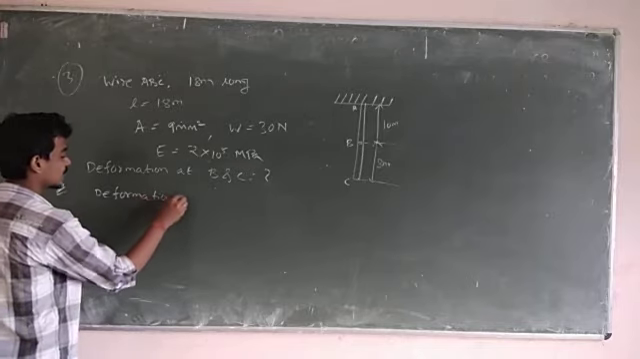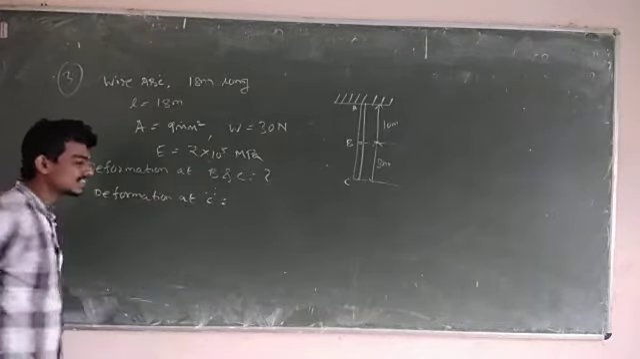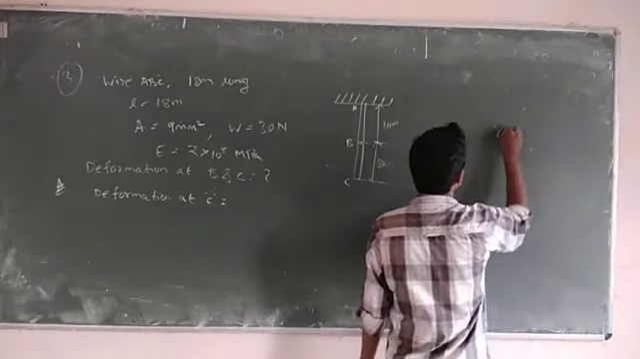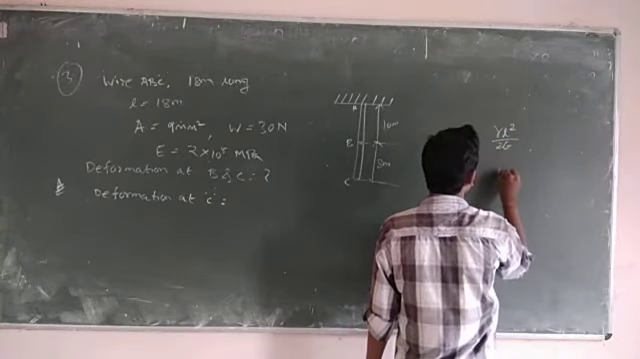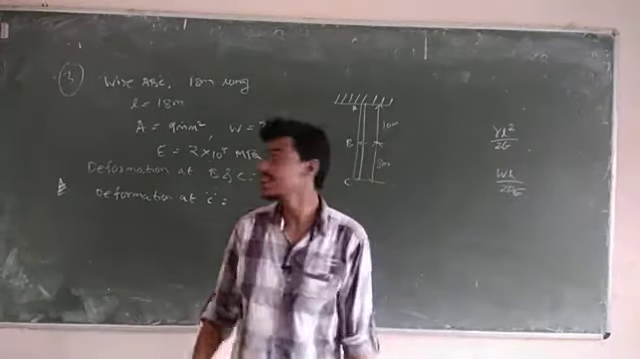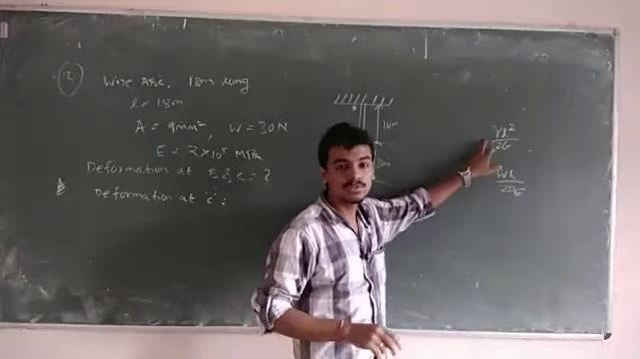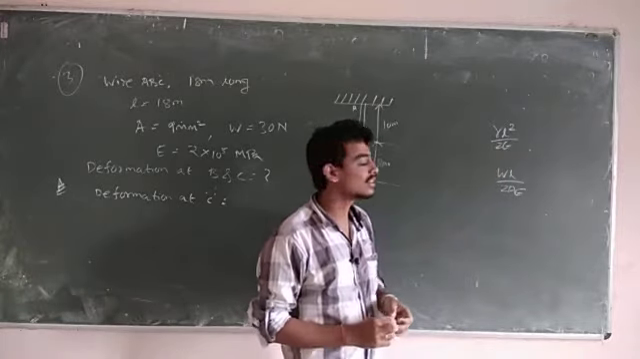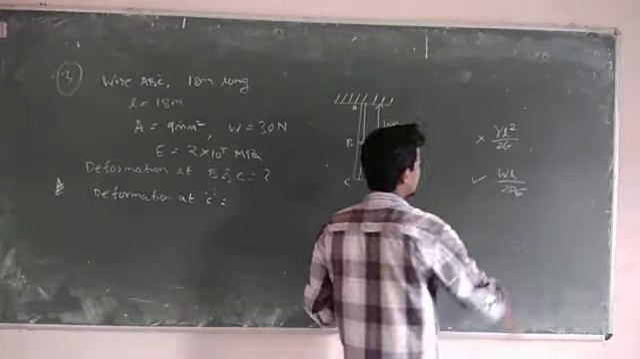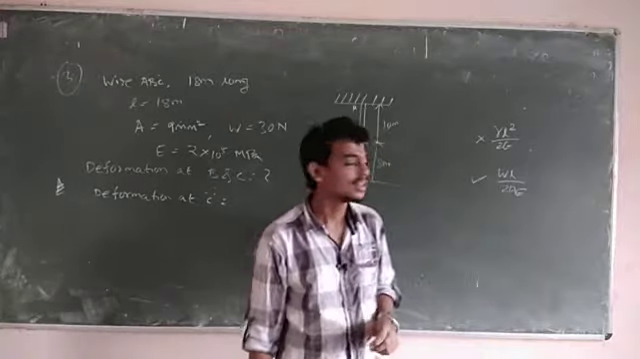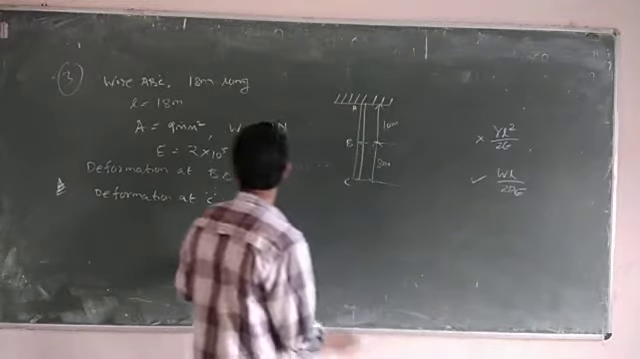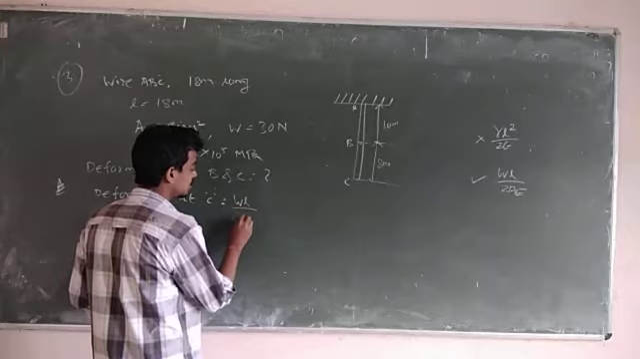First write down the formula. What is the deformation formula? Due to self weight, that is gamma L square by 2E or WL by 2AE. According to the given data, you cannot use this formula because the unit weight of the material, the gamma value, is not given. So don't use this formula, use this one as self weight is given. Put all the values, that is WL by 2AE.